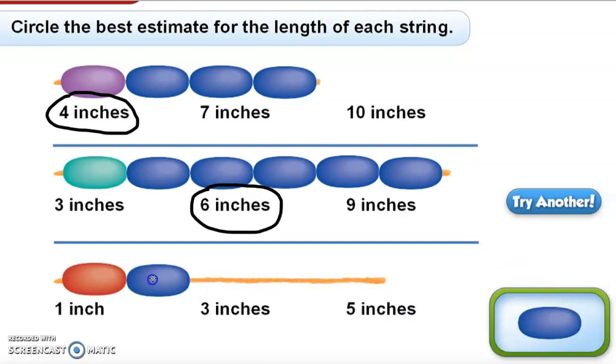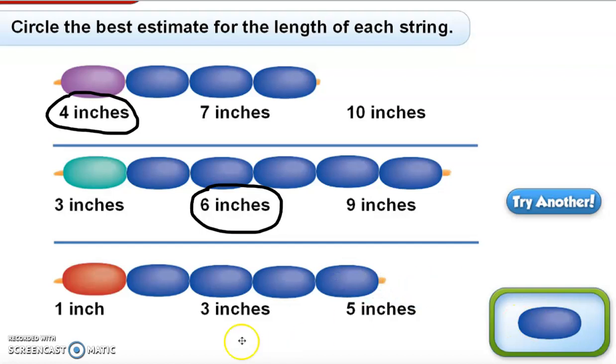Again, we're going to cover that string up so that we can hardly see any of it. There's going to be no spaces in between our beads, so that way we can get the best possible answer and the best accurate measurement. And then we're going to count them. 1, 2, 3, 4, 5. So this one we can say is about 5 inches. Okay?